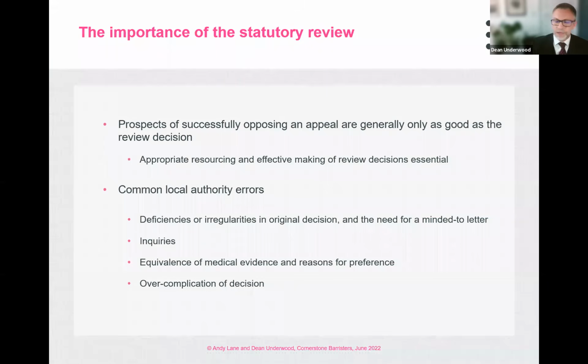The reason that we have a section on this is because, of course, the prospects of successfully opposing any statutory appeal under Section 204 will generally only ever be as good as the review decision itself.